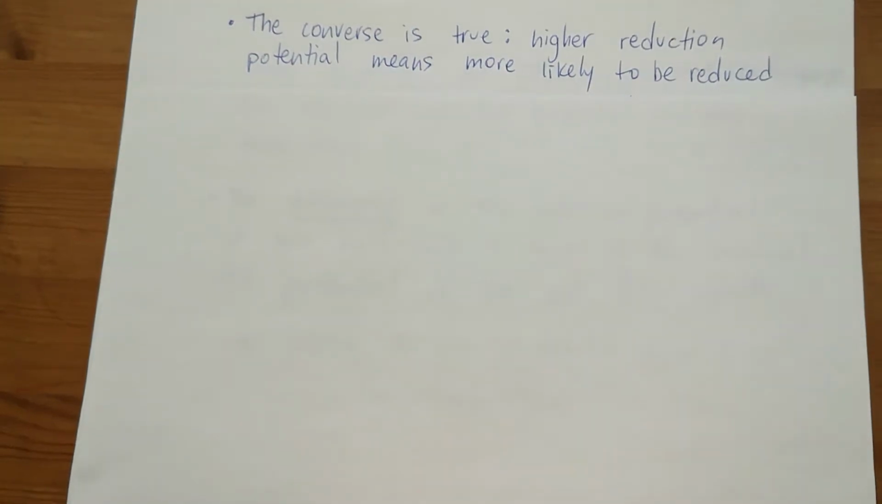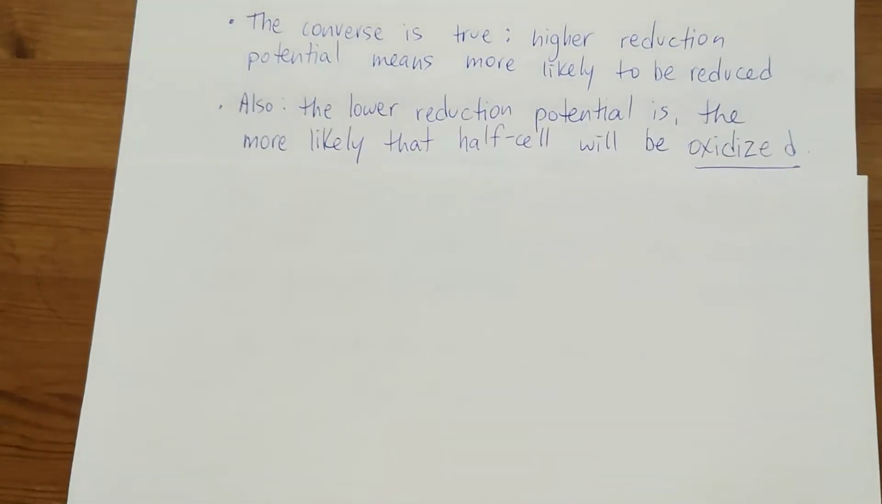Okay, moving on. The converse is also true. The higher reduction potential means more likely to be reduced. Okay, and you can expand that logically. The lower a reduction potential is, the more likely that that half cell will be oxidized.